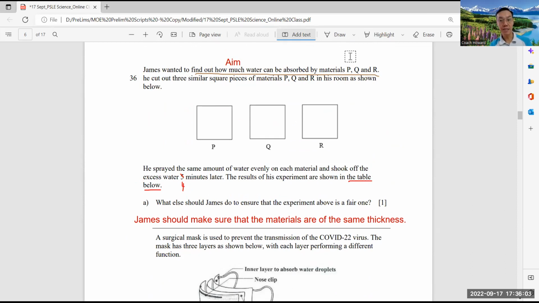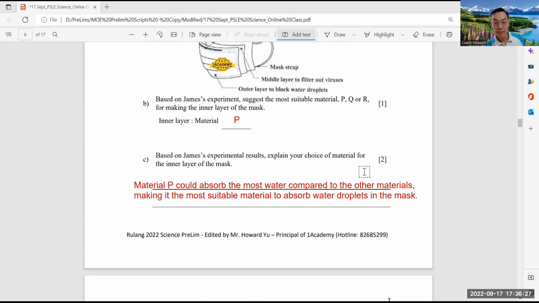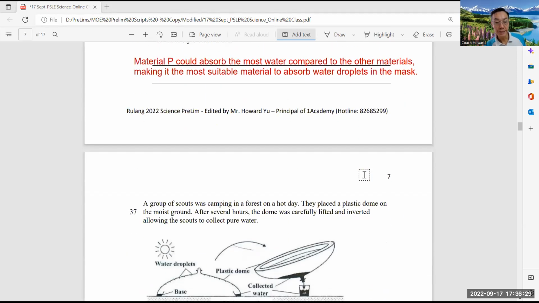So Brandon, just now you asked me the question, right? Repeating the experiment is to ensure the results are more reliable. So it's nothing about this. To repeat a few times is to make the results more reliable. So for this one, a fair experiment means they must make sure that it's the same thickness. Okay, it's a good question. Very good. Okay, I screenshot this already.